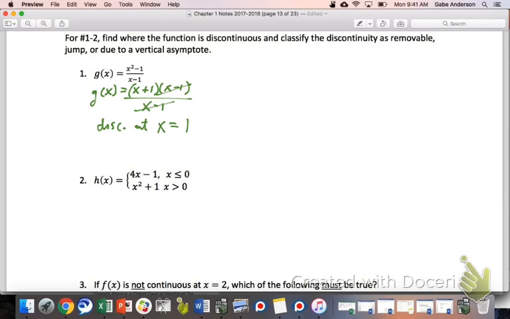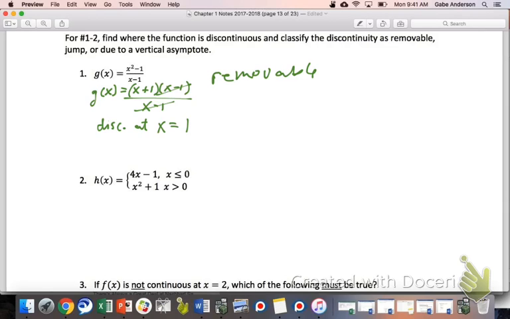Josiah said gap, and somebody else said hole. I said hole. I don't see that as an option. It says removable, jump, or vertical asymptote. It's removable, yeah. We talked a little bit about this over the summer.